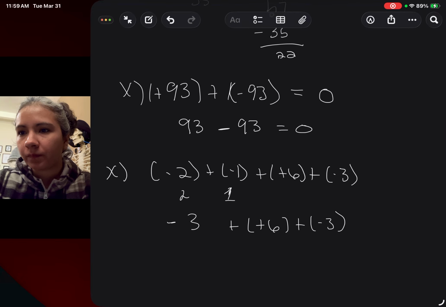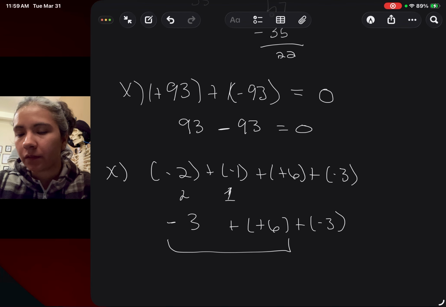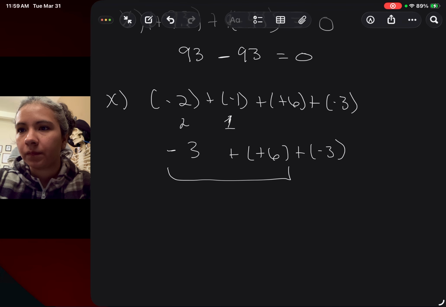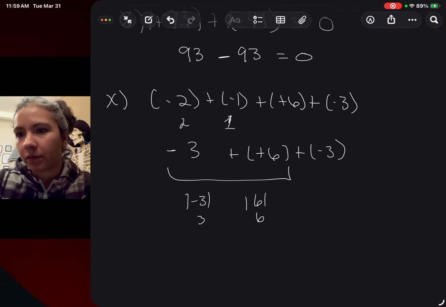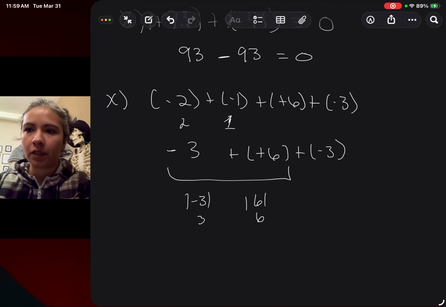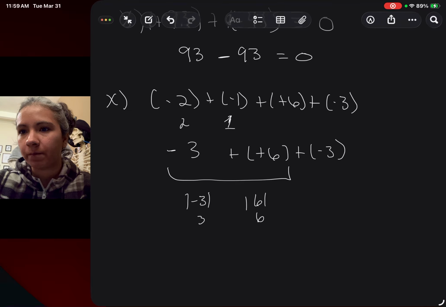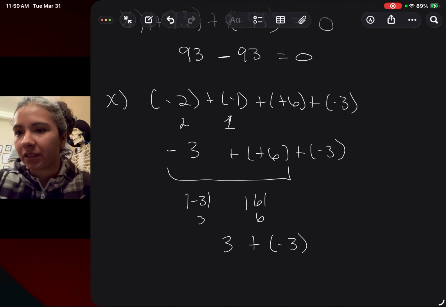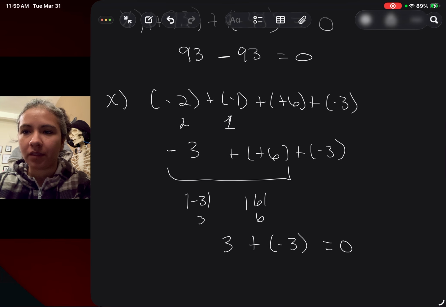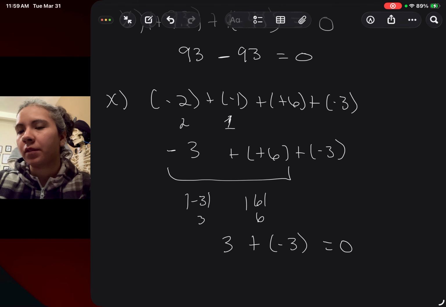Okay, so now let's look at these two. The absolute value of negative 3 is 3. The absolute value of positive 6 is 6. So 6 is the bigger number, so our answer is going to be positive. And since they're different signs, we take the difference. So 6 minus 3, which is 3. So this time it's positive 3 plus negative 3. These are opposite signs, so our answer is going to be 0. So that's one way to do it.